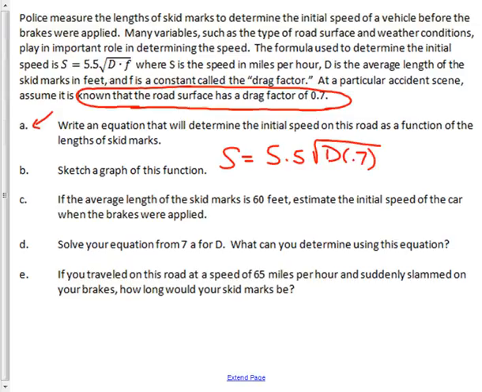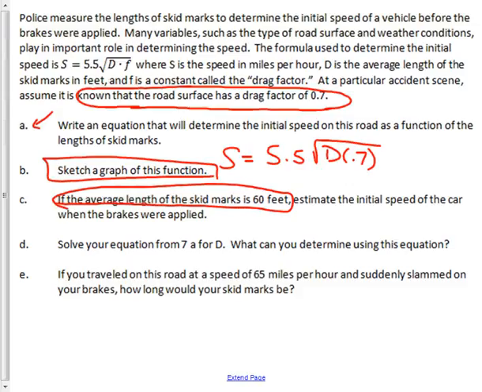And what should I replace with the Y here? The S. Very good. And the D would become an X, and then all you'd have to do is type it in the calculator and it would be done. Don't bother right now because you're going to do it later on your homework. All right. So here, the average length of the skid marks is 60.